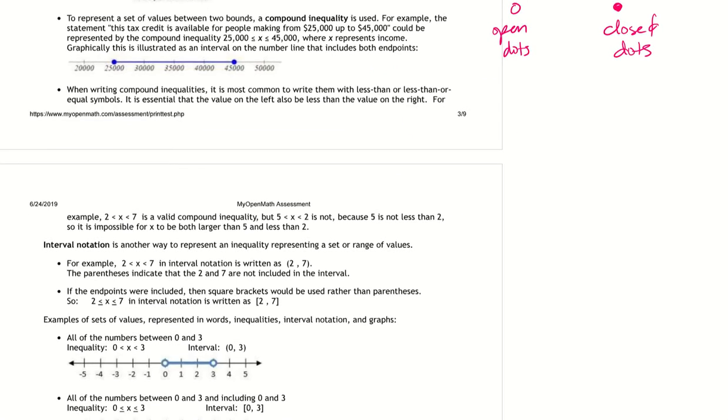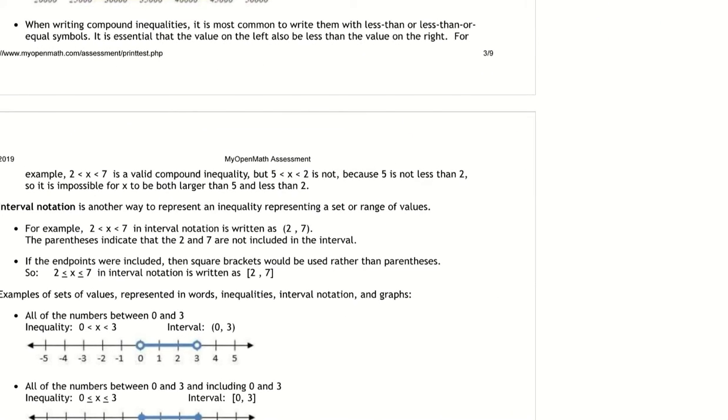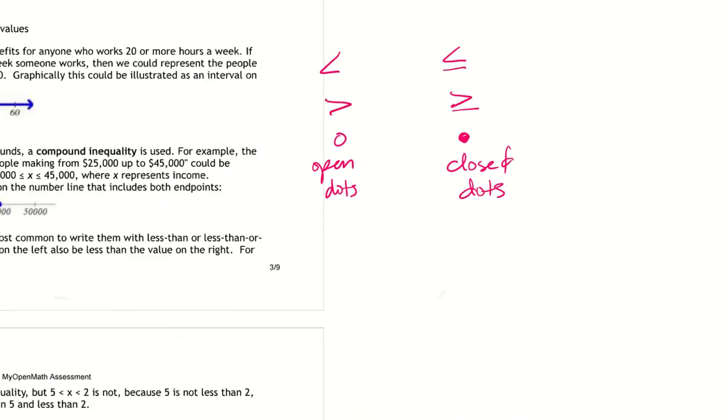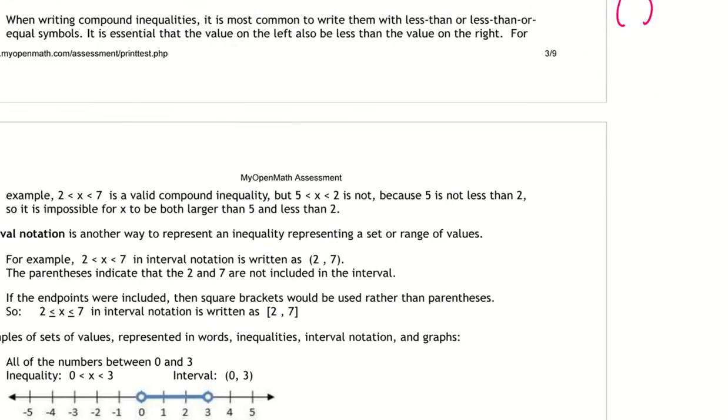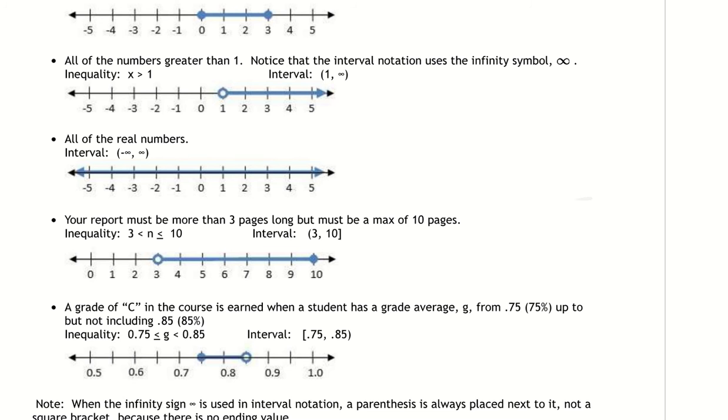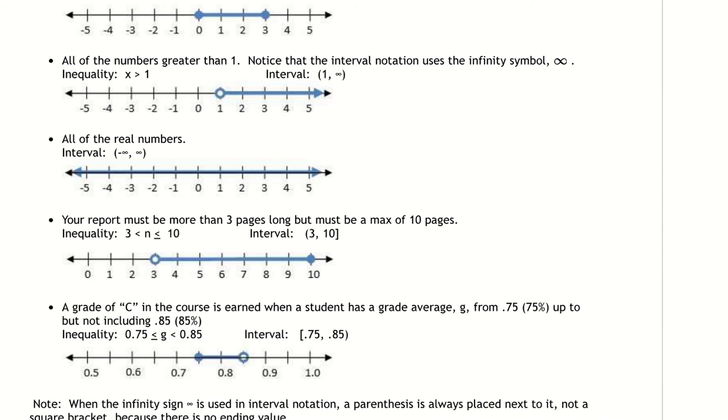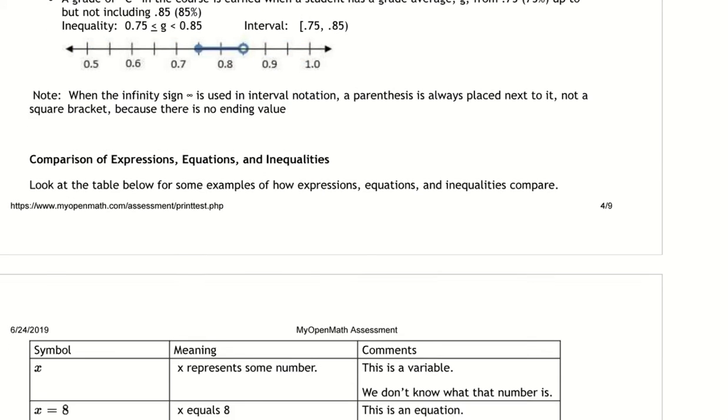And then we also have something called interval notation. Interval notation is where we use parentheses or brackets. For the less than and greater than, you will use parentheses. For the closed dots, or the less than or equal to, greater than or equal to, we'll use what's called brackets. So you see some examples. Make sure you look through those. It'll give you the inequality, the graph, and the interval notation. You'll need to be familiar with all three of those.